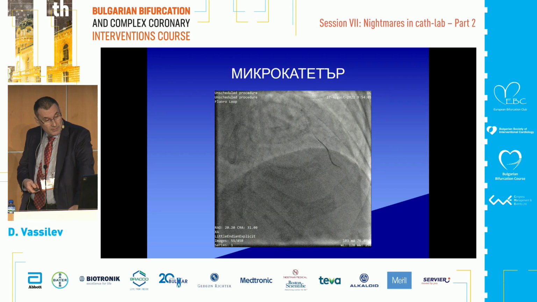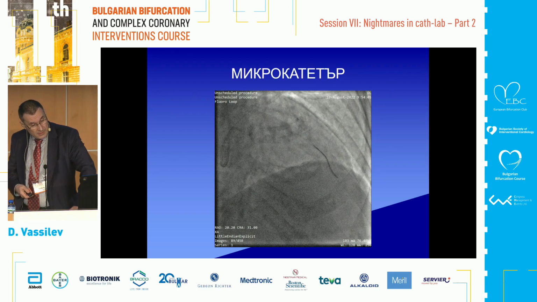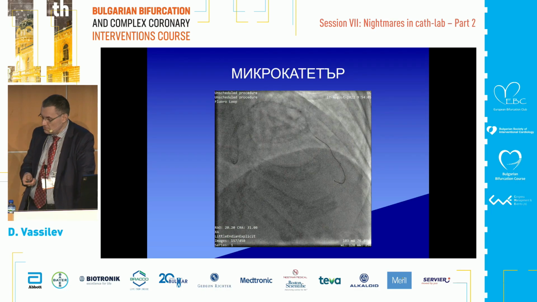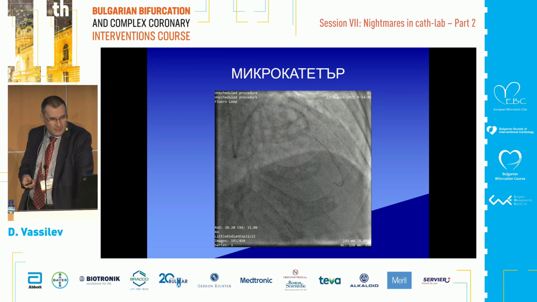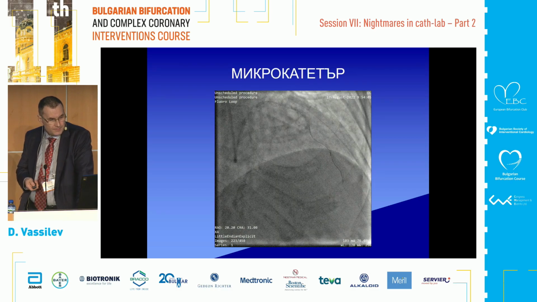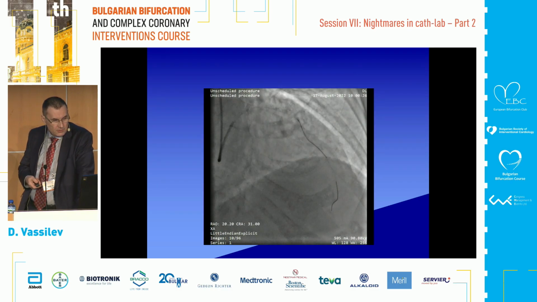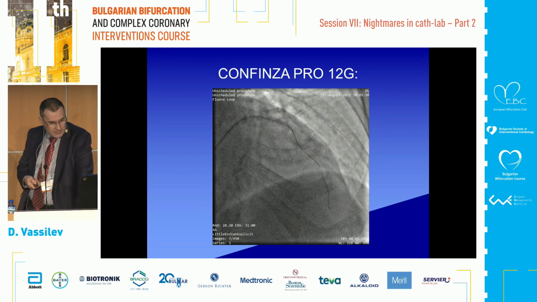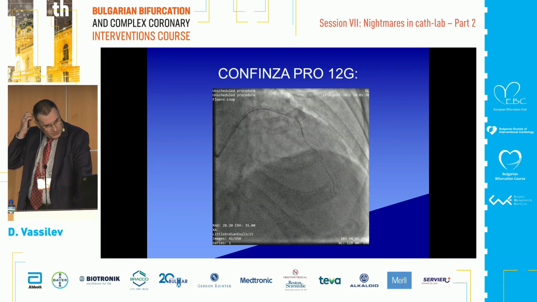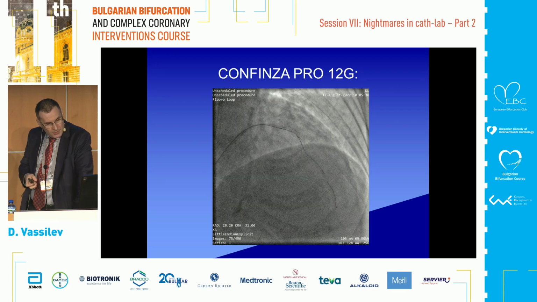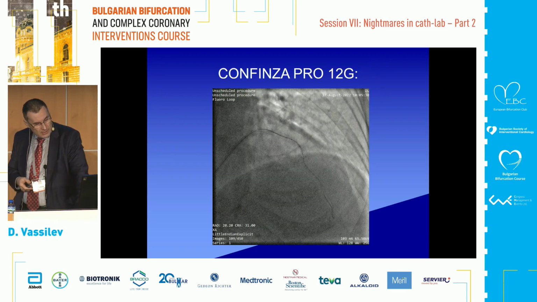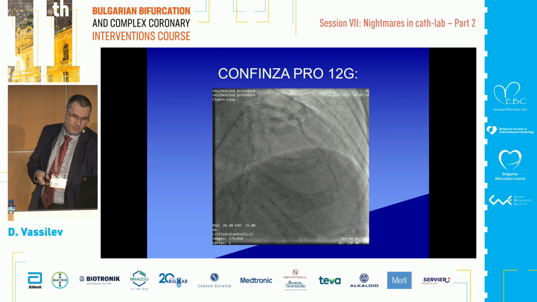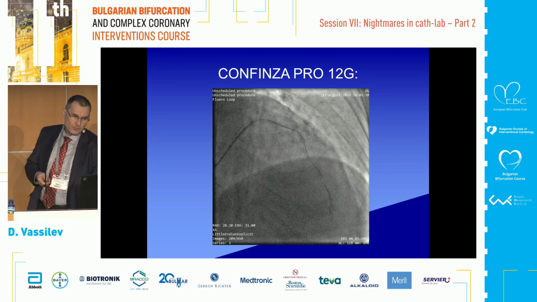So we took, as you can see, a second wire. It was interesting that it was possible to pass through this stenosis with the wire, but nothing could pass there. And we switched to the next strategy, scratch and go. We went subintimally, first trying with the Gaia 3, and it was not possible. However, with the Confianza Pro 12, we passed subintimally.